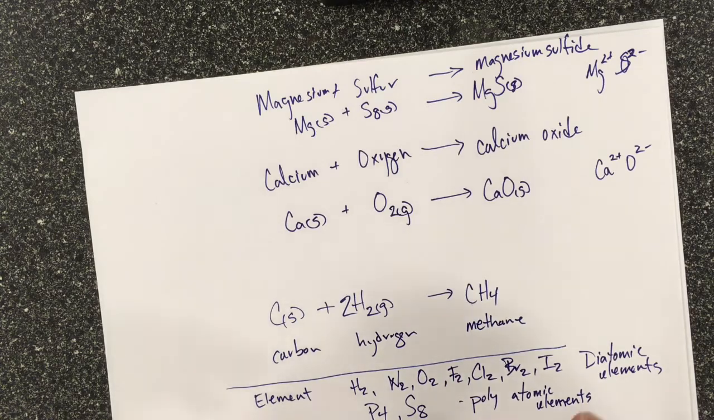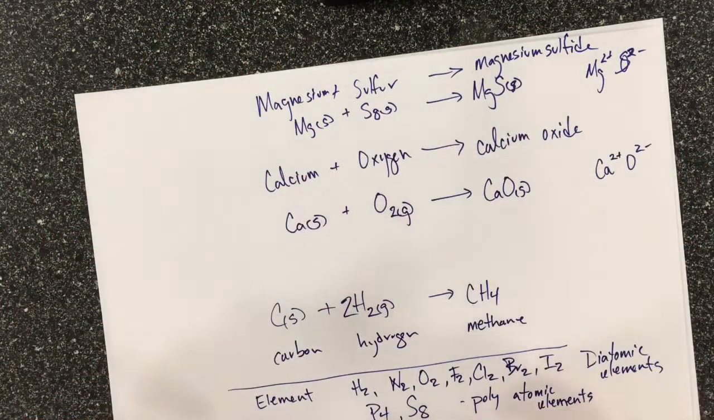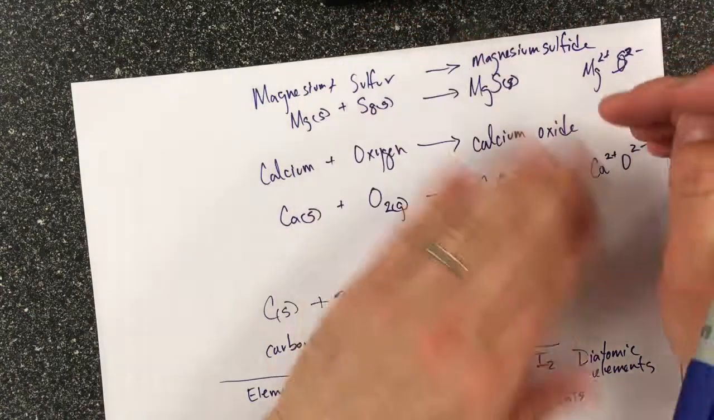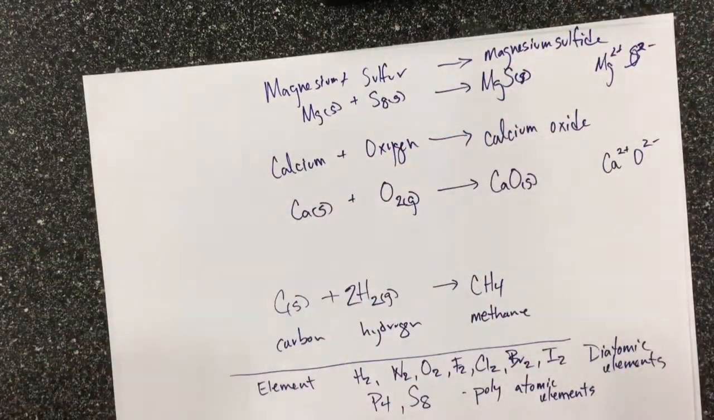If you can keep track of the elements, what their formulas are, and then figure out what the products are, particularly with ionic compounds, formation reactions are reasonably straightforward to set up.